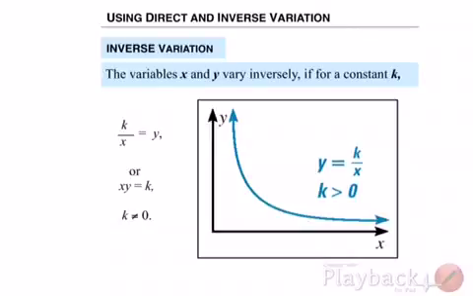Okay, inverse variation then is basically as one variable increases, the other decreases. So variables x and y vary inversely if for a constant k, k over x is equal to y, or x times y is equal to k. And k again cannot be equal to 0.